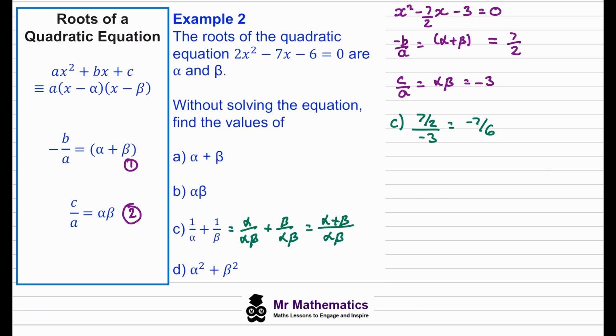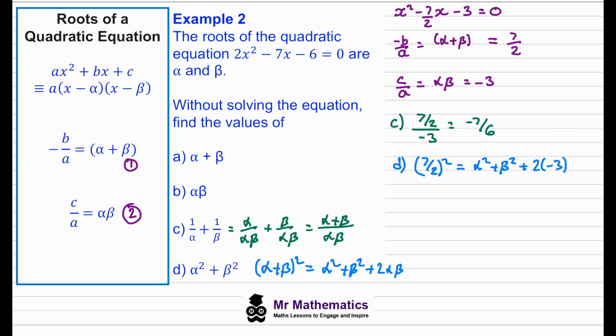And for part D, to work out alpha squared plus beta squared, we need to square alpha plus beta, because this will make alpha squared plus beta squared plus 2 alpha beta. We know this alpha plus beta is 7 over 2, which we can square. This will equal alpha squared plus beta squared plus 2 alpha beta. So 2 lots of negative 3.